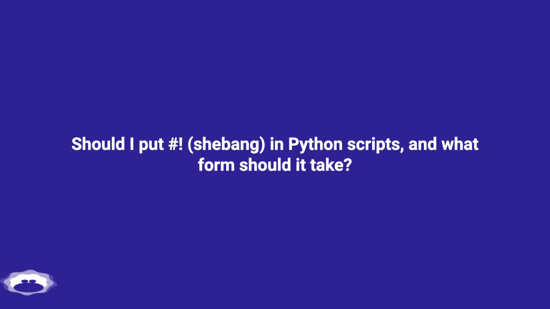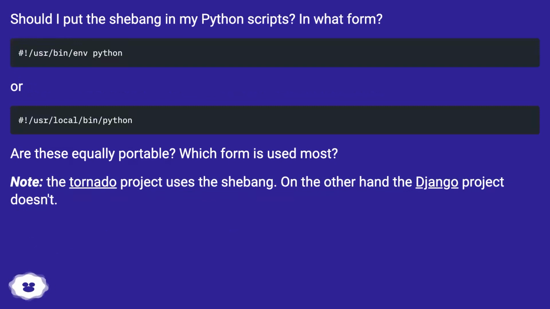Should I put the hash-bang (shebang) in Python scripts, and what form should it take? Should I put the shebang in my Python scripts, and in what form? Are these equally portable? Which form is used most? Note, the Tornado project uses the shebang. On the other hand, the Django project doesn't.